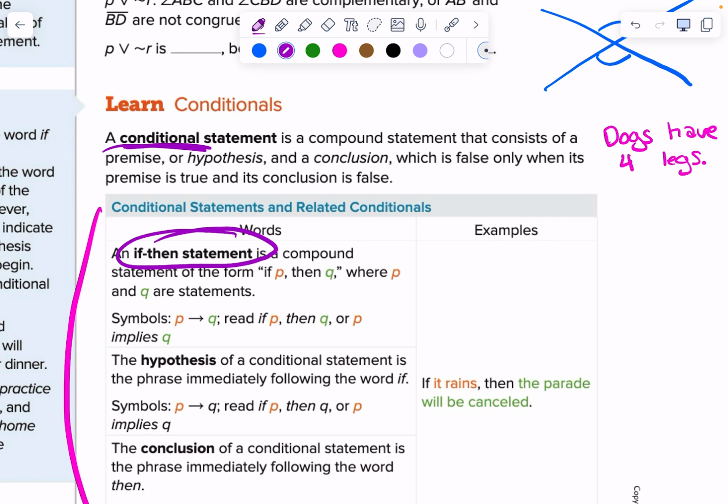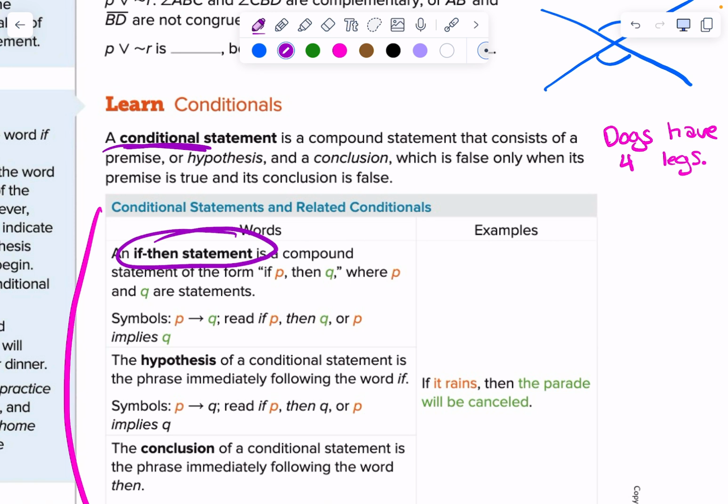I want to write this statement in if-then form. So if something happens, then something else happens. What about dogs that get hit by a car? They could have 3 legs. No, you're inserting information that we don't have. If what, then it has 4 legs? You cannot insert any other additional information other than what I have here.